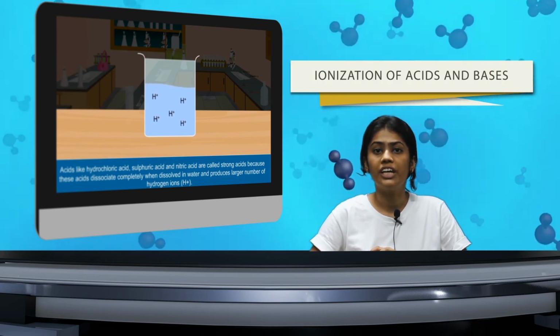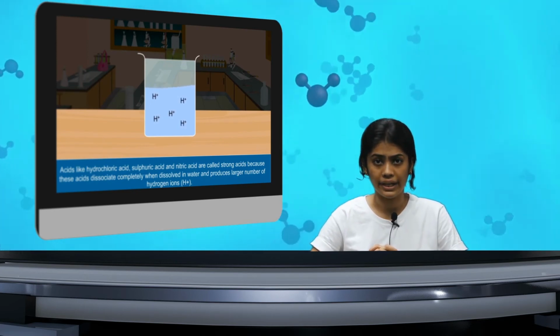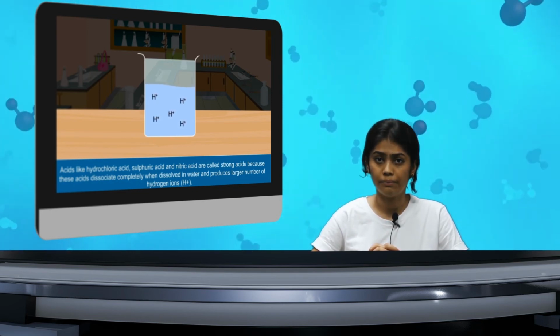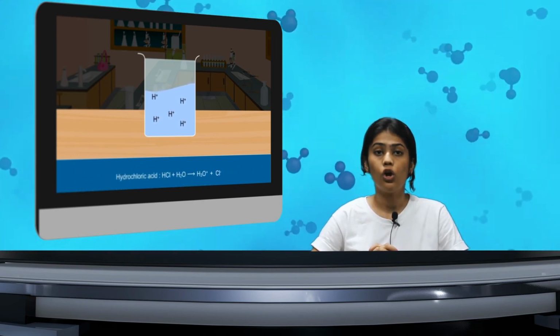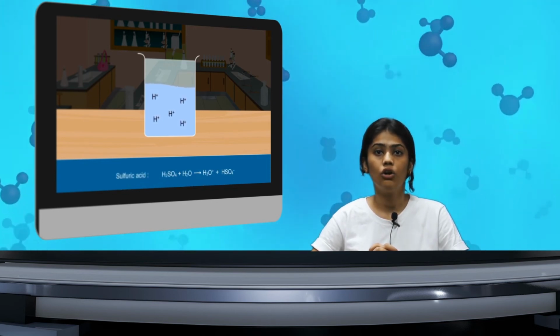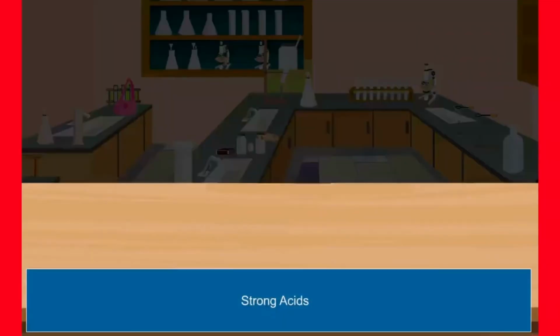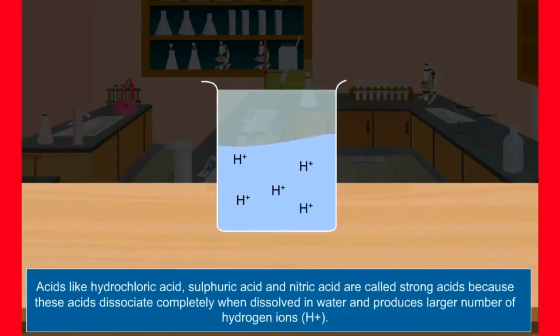In earlier videos, we have seen the concept of acid and base. In this video, we will be learning about ionization of acids and bases, with which we will also take a look at ionization of water. Ionization of acids and bases. Acids like hydrochloric acid, sulfuric acid and nitric acid are called strong acids because these acids dissociate completely when dissolved in water and produce a larger number of hydrogen ions.